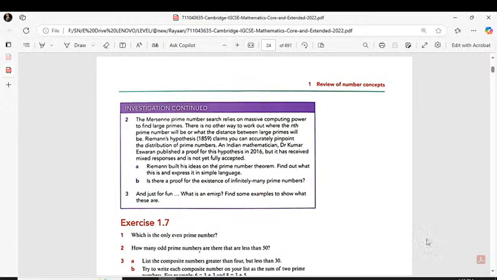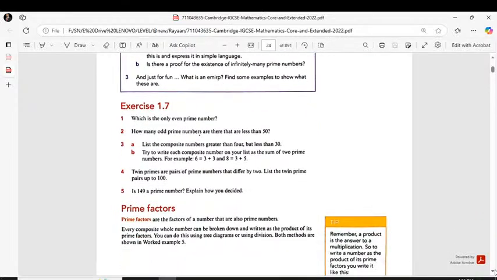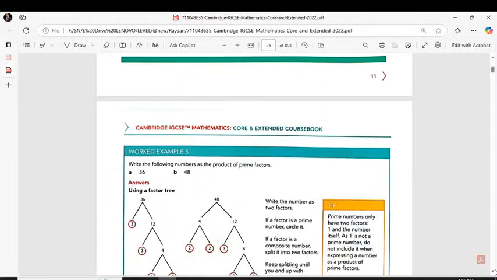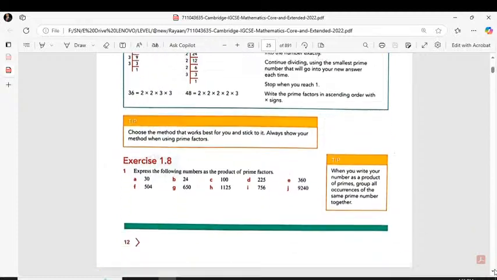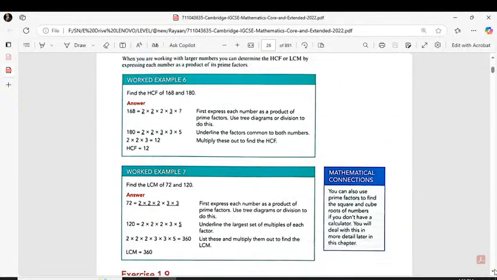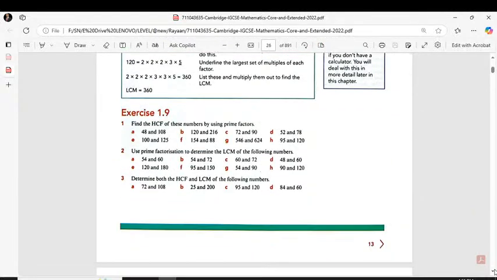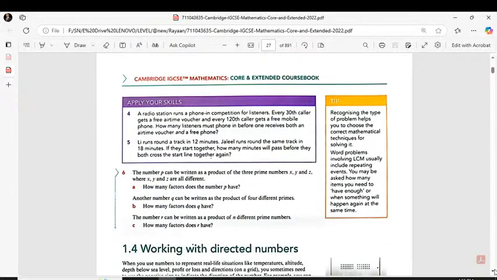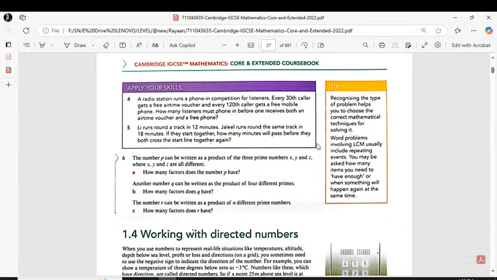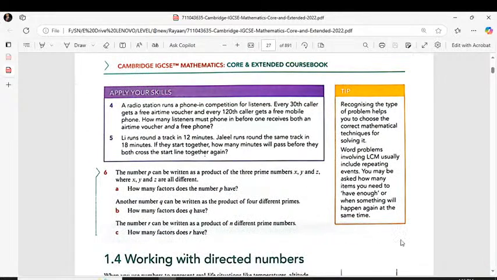Okay, these are review of number concepts, and here you have questions based on prime factors, and after prime factorization you have questions based on HCF LCM as well. And as you are saying, there are some questions based on HCF LCM that are word problems. There are a lot of word problems that I can observe.